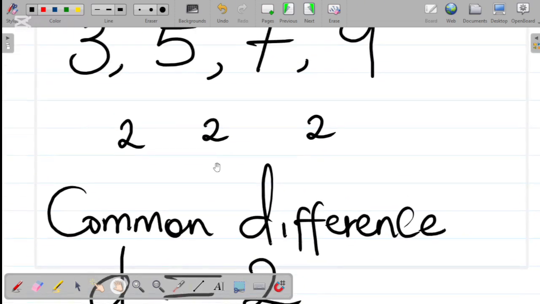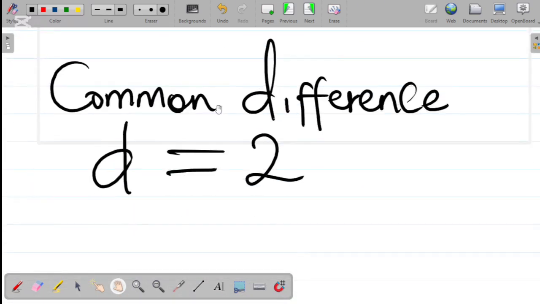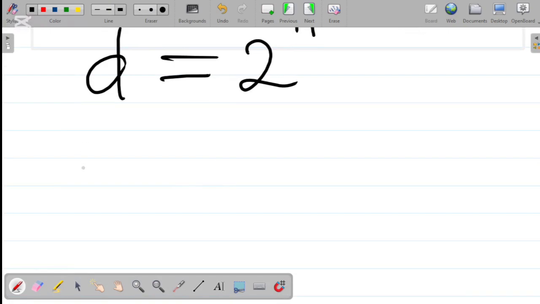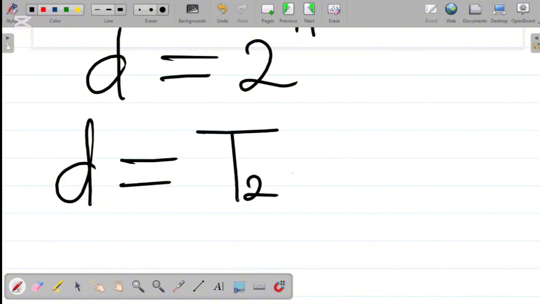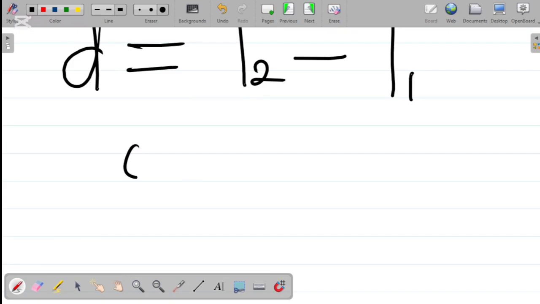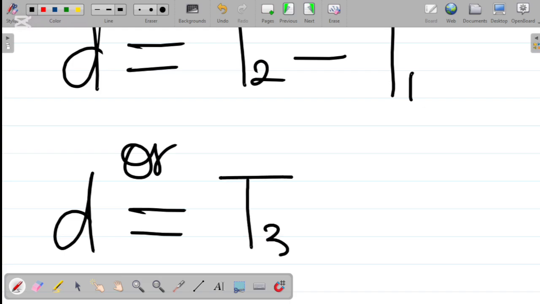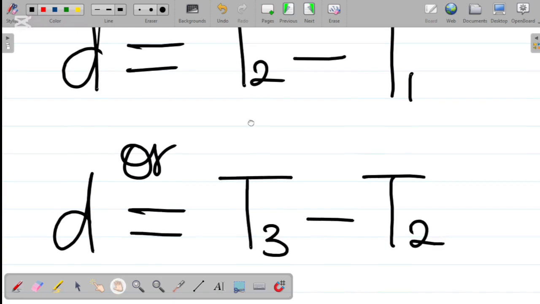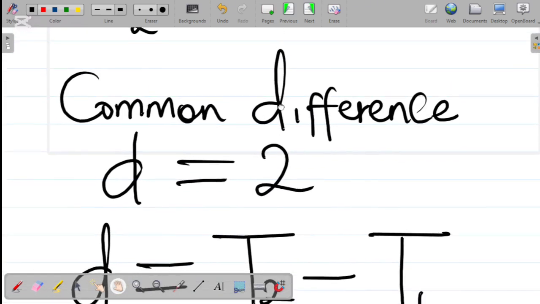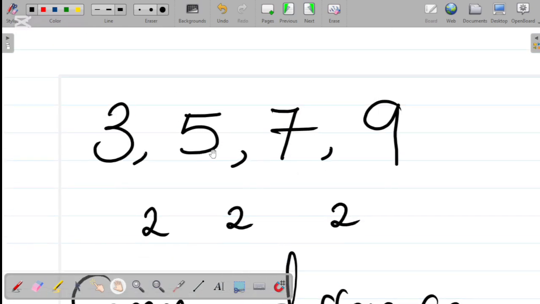All right, another way of getting the common difference is this. Common difference D is equal to T2 minus T1. Or common difference D is also equal to T3 minus what? T2. So it is simply the present minus the former.